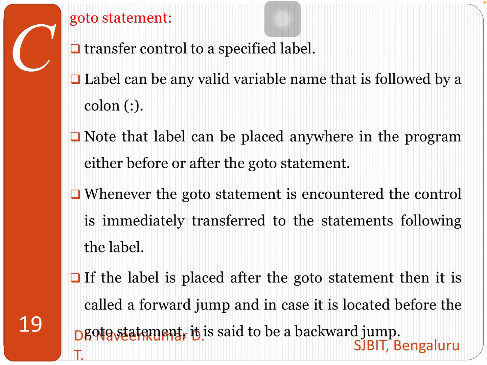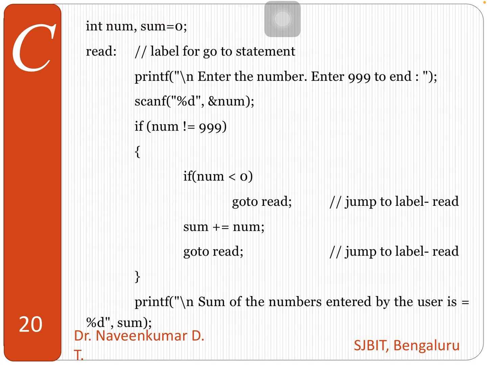If the label is placed after the goto statement, then it is called a forward jump, and if it is located before the goto statement, then it is called a backward jump. So this is an example of how the goto statement works. See here, as soon as this goto read is encountered, the control is shifted to where read is. From here the program starts working again, re-executing the program from this point onwards.